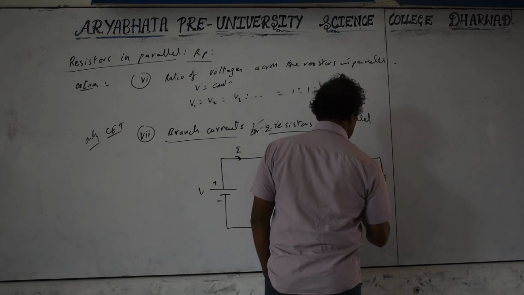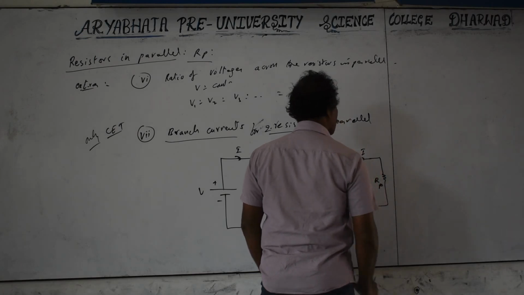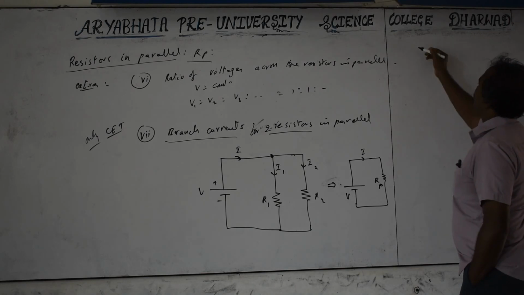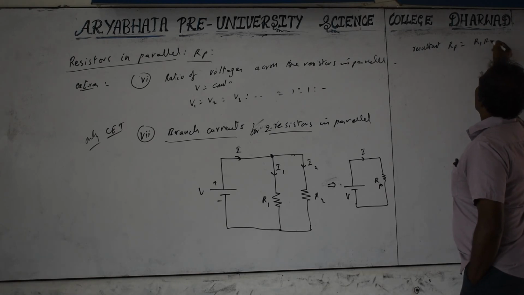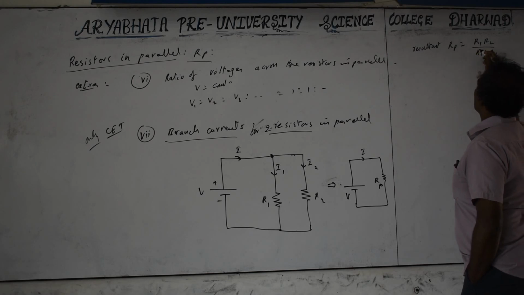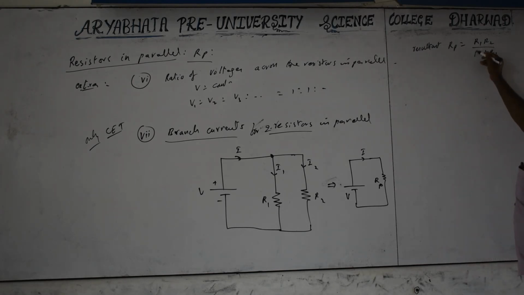This is the resultant resistance, R parallel, with current I. V = I × R parallel, where R parallel = R1 R2 by R1 plus R2. This is only for 2 resistors. For more than 2, 1 by R parallel = 1 by R1 plus 1 by R2 and so on.